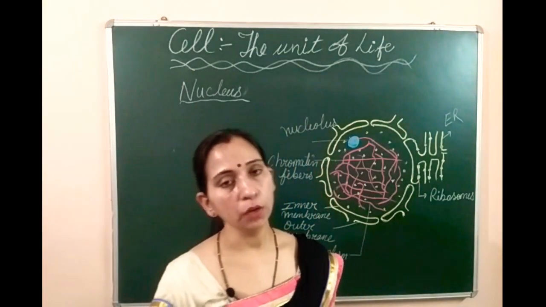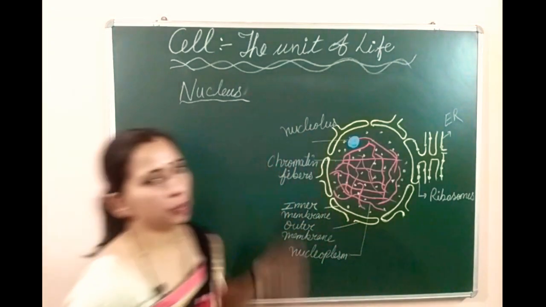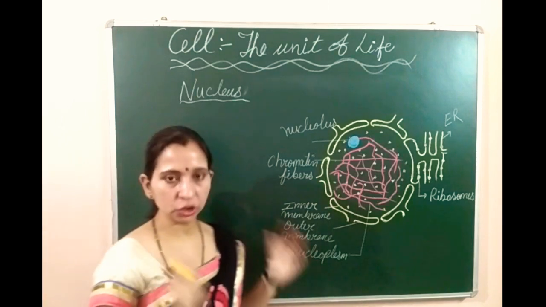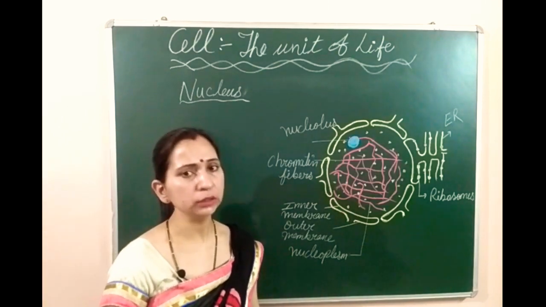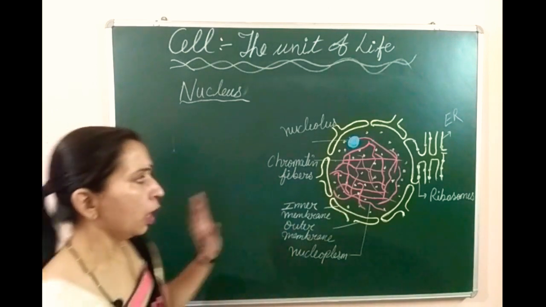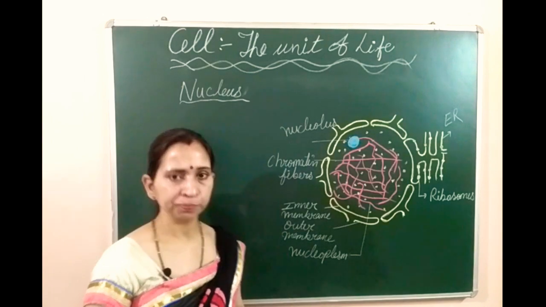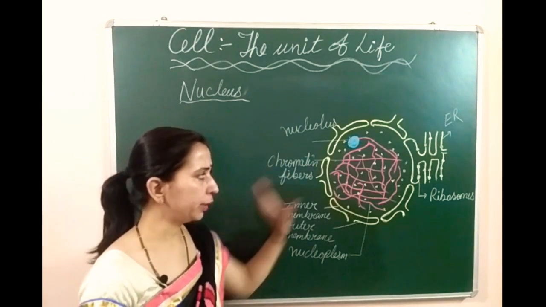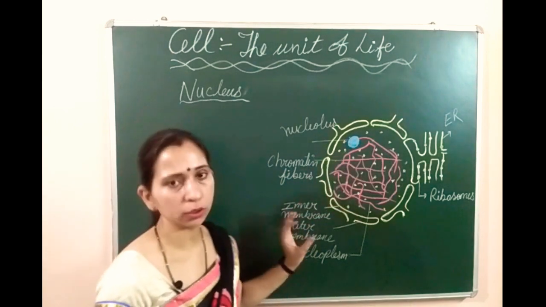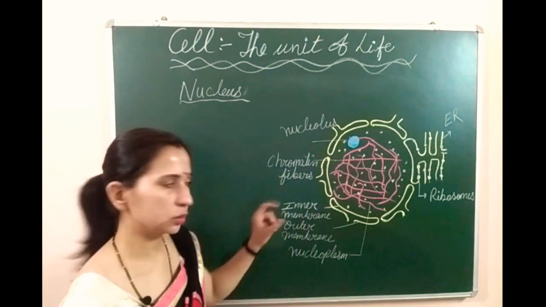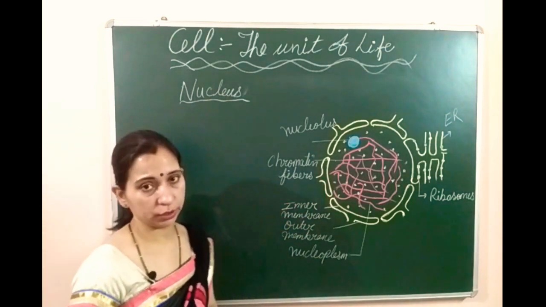Hello students, now in this video we will discuss the structure of the nucleus. Up to now we have discussed the number, position, and shape, and now we will discuss the internal structure of the nucleus. When we talk about structure, we take the generally found shape of the nucleus, which is the circular nucleus. So here we are discussing the circular nucleus. Let's start. What are the parts of the nucleus?